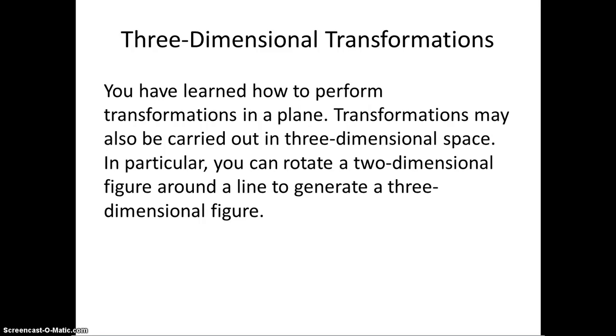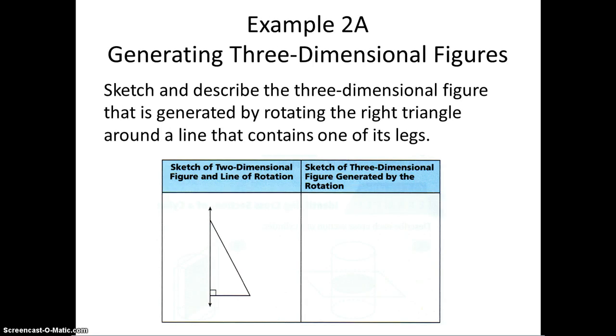What we're going to investigate now is how we can actually rotate a two-dimensional figure around a line so that we can generate a three-dimensional figure. Our goal for this example, example 2a, will be to generate a three-dimensional figure using a two-dimensional figure. In particular, in this example, we're going to be using a triangle, okay? And we're going to be rotating this triangle around the axis or a line that goes right through one of the legs of the triangle, okay?